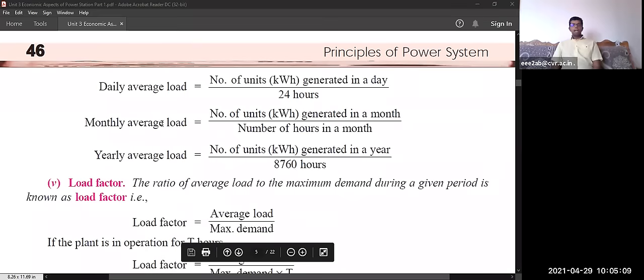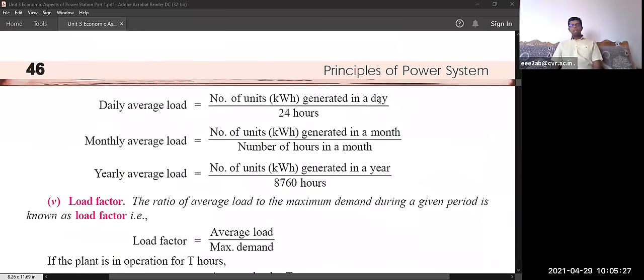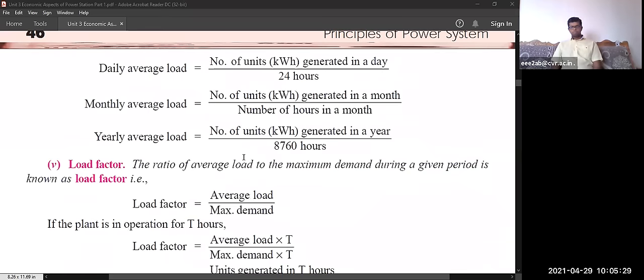Next, yearly average load. Number of units generated in a year divided by 24 into 365 days. That is nothing but 8760 hours. Okay, so 8760 hours. So this is your average load.